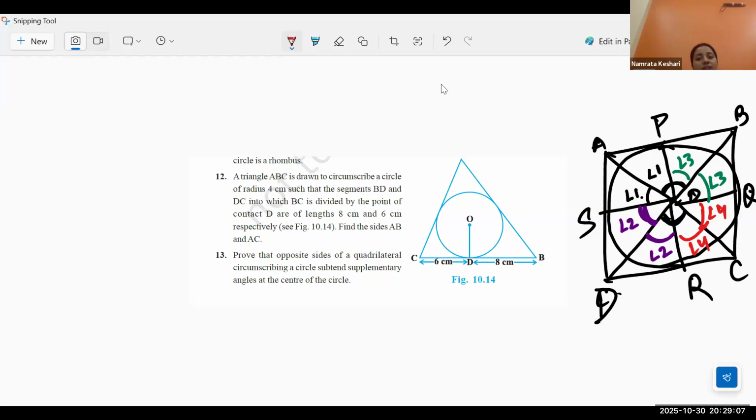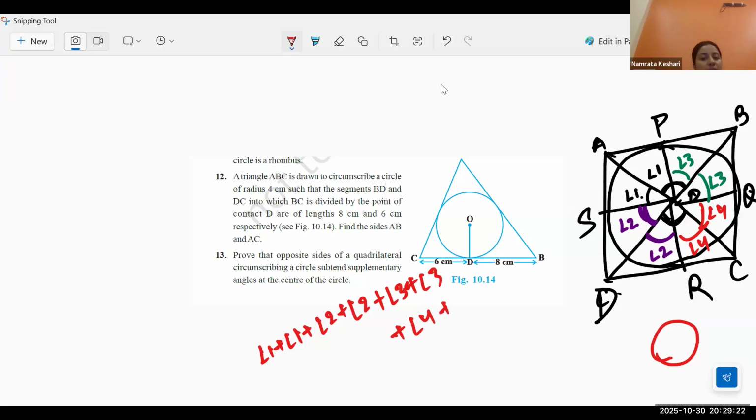Now all these angles added together must be 360 degrees, a complete angle in a circle. So angle 1, angle 1, angle 2, angle 2, angle 3, angle 3, angle 4, angle 4. I'm adding them randomly, so I'm not careful with the sequence, and all together it is 360 degrees, a complete angle. From here we get angle 1 plus angle 2 plus angle 3 plus angle 4 is 180 degrees. And just after this step, we are done with the proof.